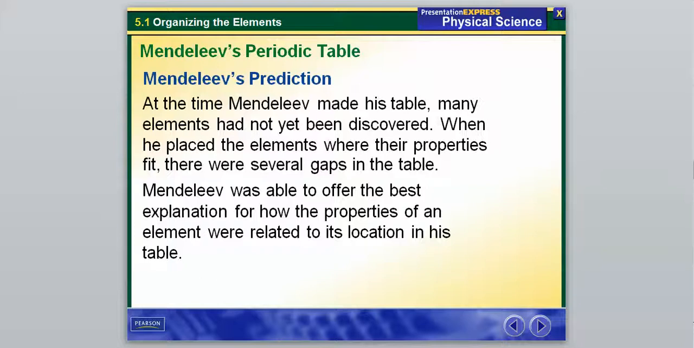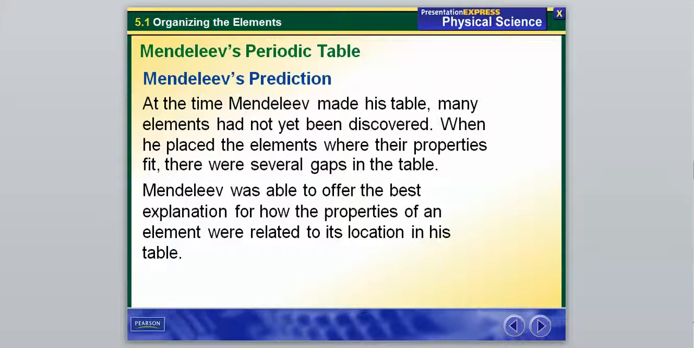So at the time when he made his table, many elements had not yet been discovered, and when he placed the elements where their properties fit, there were several gaps in the table. So when he noticed that there was an element that did not meet the set pattern he'd seen, he just left a gap there. He didn't try to squeeze in a known element and say, okay, well maybe it's this one that we already have. He said, you know what?